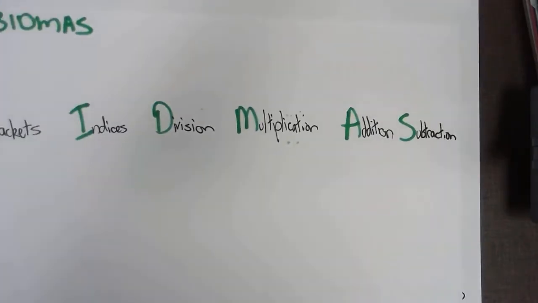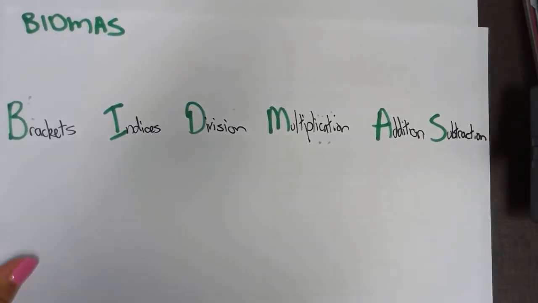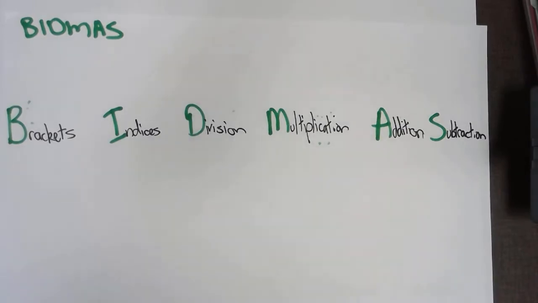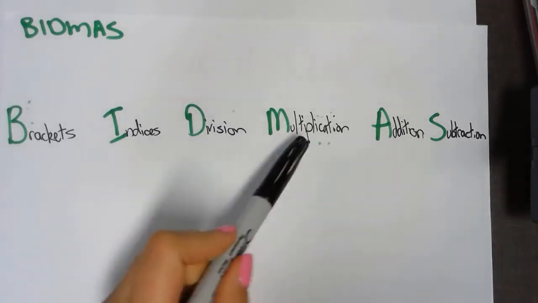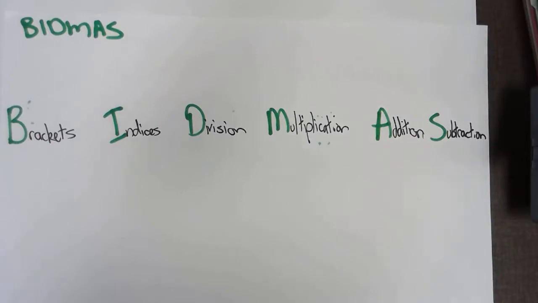With order of operations, I'm going to call it BIDMAS. We use the acronym BIDMAS. You may have heard BOMDAS, BODMAS, any of those ones. They're all pretty much the same, so if there's one you like, stick to it, all good. So for BIDMAS, we've got the B for brackets, I for indices, D for division, M for multiplication, A for addition, and S for subtraction.